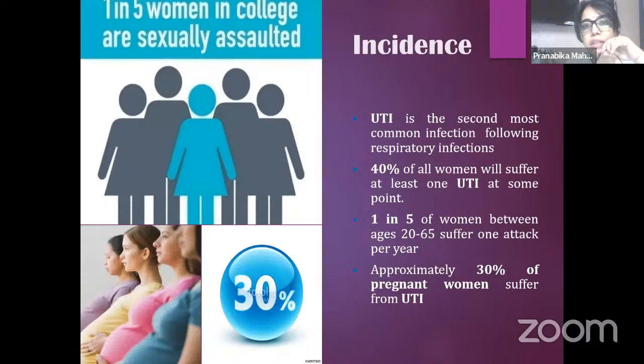So if we see the incidence that I have already talked about, it is the second most common infection following that of respiratory tract infection. 40% of all women will suffer from it at least once in a lifetime, and 1 in 5 women between the age of 20 to 65 suffer from a major attack per year. Approximately 30% of pregnant women suffer from urinary tract infection. So it's a very high incidence of infection in a pregnant lady.